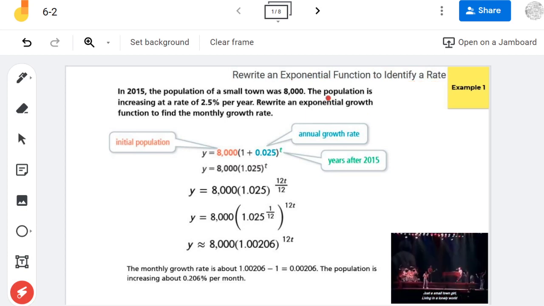Now this title's a little bit misleading because we already have a rate, we just mean a different rate. So they're trying to break it up into different types of units, right? Like we usually have an annual rate. We might be looking for monthly or quarterly, something like that.